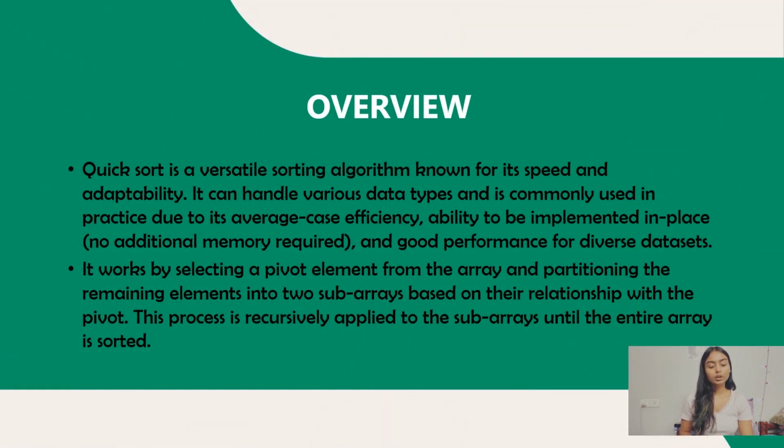Overview. QuickSort is a versatile sorting algorithm known for its speed and adaptability. It can handle various data types and is commonly used in practice due to its average case efficiency, ability to be implemented in place, and good performance for diverse datasets. It works by selecting a pivot element from the array and partitioning the remaining elements into two subarrays based on the relationship with the pivot. This process is recursively applied to the subarrays until the entire array is sorted.